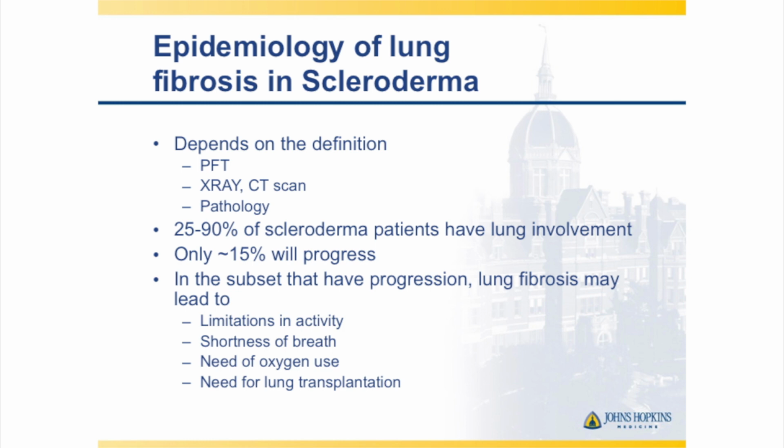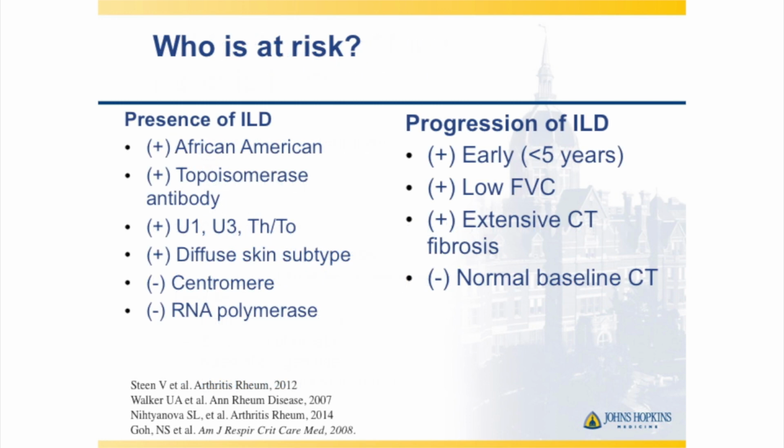Just about everybody will have some degree of lung fibrosis, which surprises people, I think, because we actually don't need to treat most patients who have lung fibrosis, because they are not all likely to progress. Only a subset of patients are going to progress. But if this is progressing, this is a problem because it leads to limitations of activity and shortness of breath, and potentially need for oxygen use, and in the worst cases, potentially need for lung transplantation.